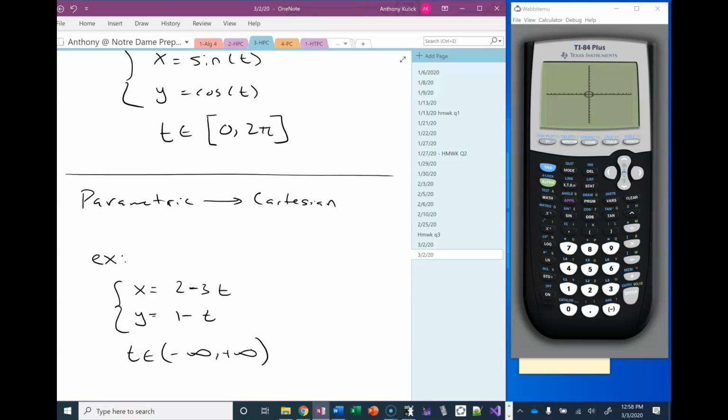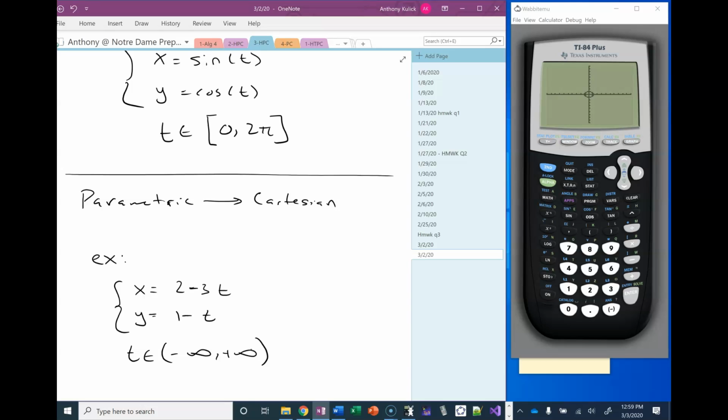When I look at my parametric function, how many variables do we see? 3. We have an x, a y, and a t. Everybody's okay with that idea? If we look at a Cartesian function, how many variables would a Cartesian function have? No. 2. It would have an x and a y.